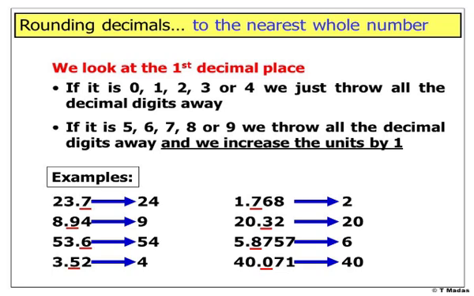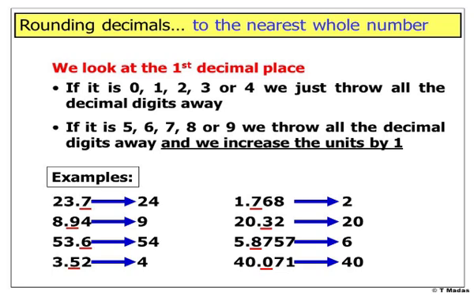Look at the examples. 23.7. The decimal place number, or the tenth place number, is 7. It is more than 5. So we throw all the decimal digits away and we increase the units by 1. Here the unit is 3. 3 increased by 1 will be 4. So 23.7 rounded to the nearest whole number is 24.